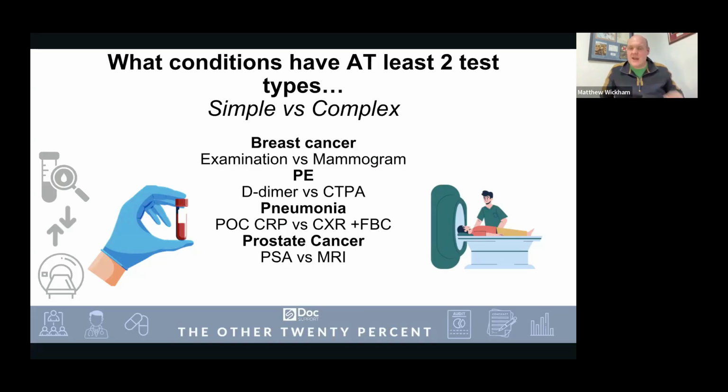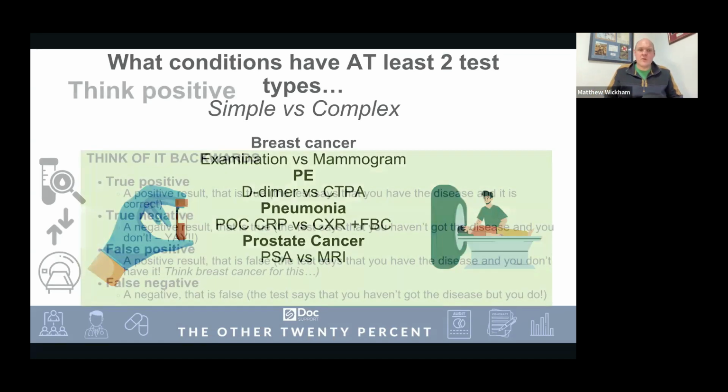So, from finding a lump to diagnosing breast cancer through whatever means. PE is a classic one: a positive D-dimer versus a CTPA, which confirms or denies that they've got a massive clot in their lungs. Pneumonia: point of care CRP, or POC, as you've seen there, versus your chest X-ray and full blood count, which shows the raised white cell count. And I've already mentioned the PSA versus MRI pelvis.